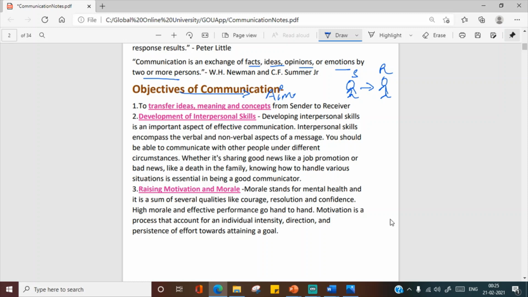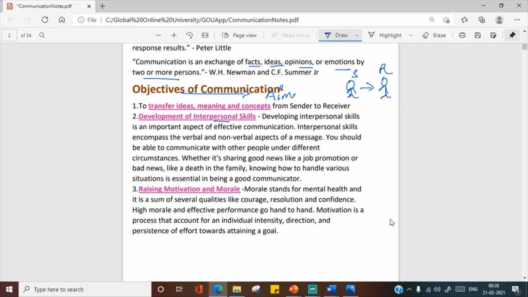Bond is something, there should be a rapport. You can also have a relationship with your neighbor. It could be a friendly relationship. So when you communicate, when you talk to the other person, interpersonal skills develop. What are interpersonal skills? How you communicate in a particular situation.